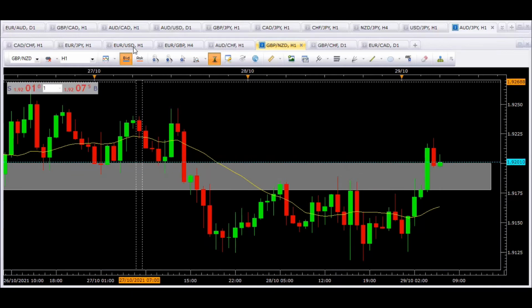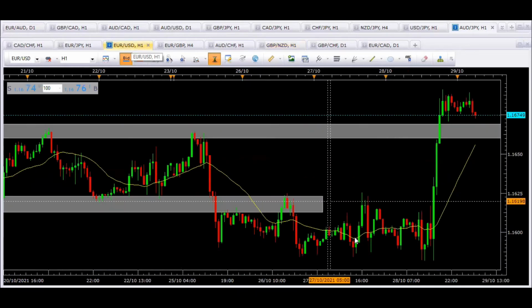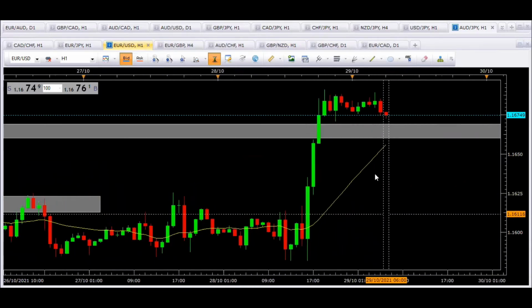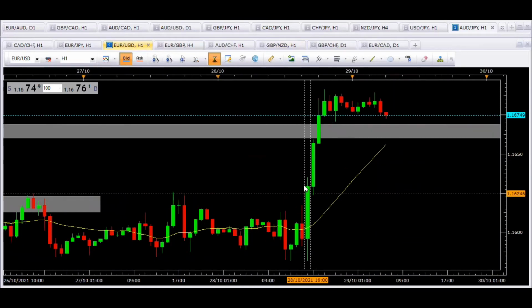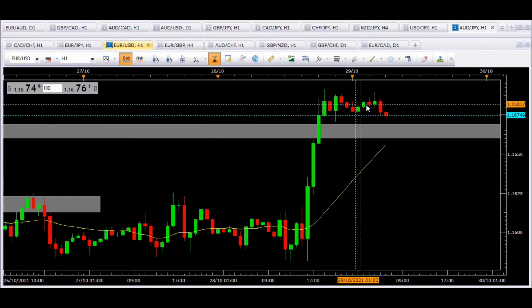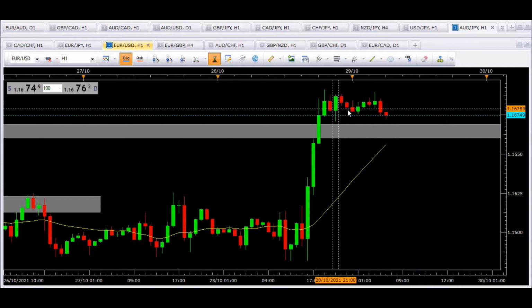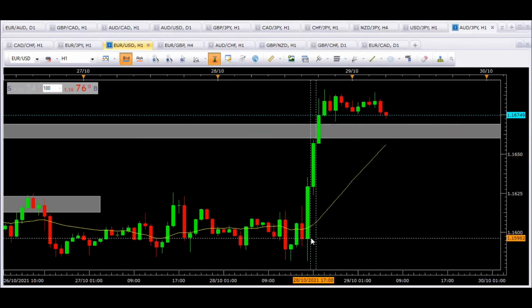Just to take a quick look at the euro also from yesterday, just to show you what happened with the ECB news. What a massive move upwards the euro made. So you can see how important news is to move in these markets, especially interest rate decisions.